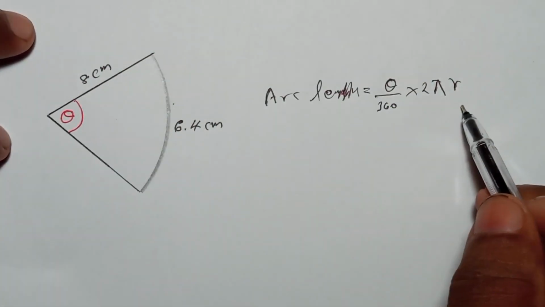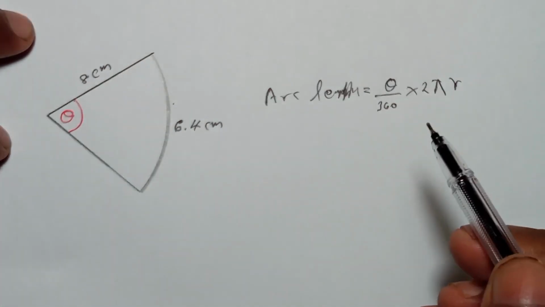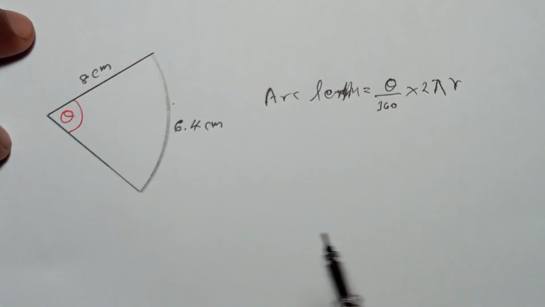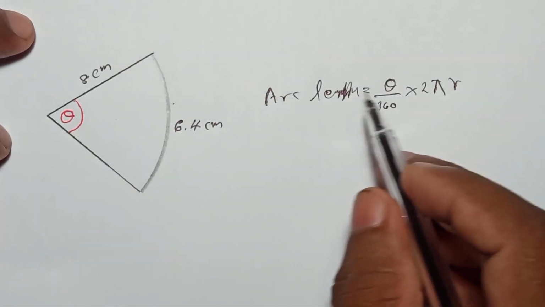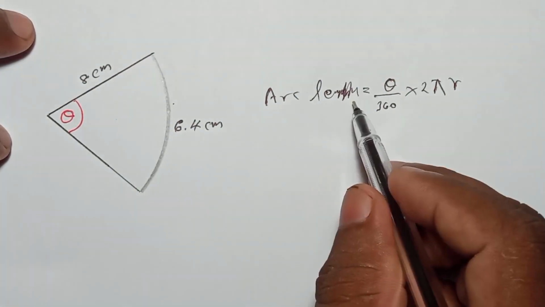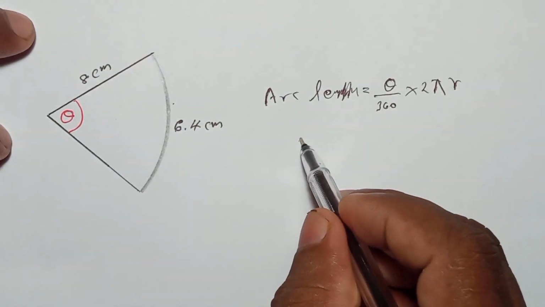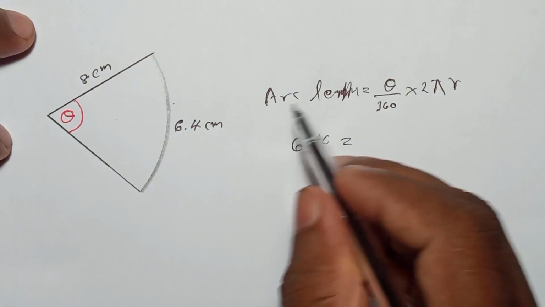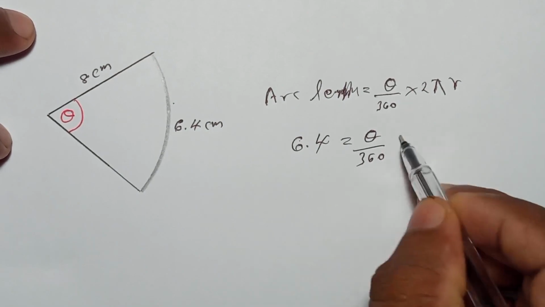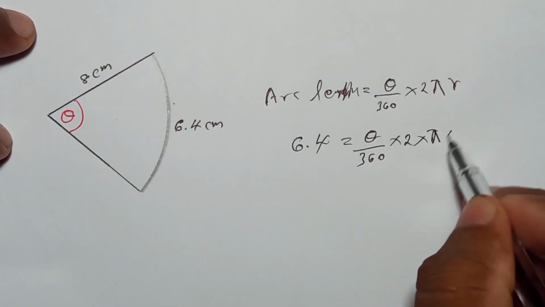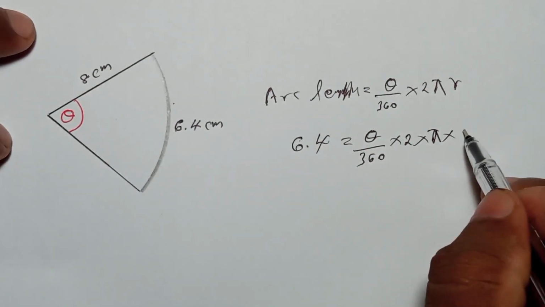Now this is like a formula, in an equation. If you know all the term values except one, you can apply those values and then get the unknown term value. Like here theta, except theta we know all the other things. Even the arc length they have given, so you can replace arc length with 6.4. So 6.4 equals theta over 360 times 2 pi, we can use the calculator value, r is 8 centimeters, so 8.